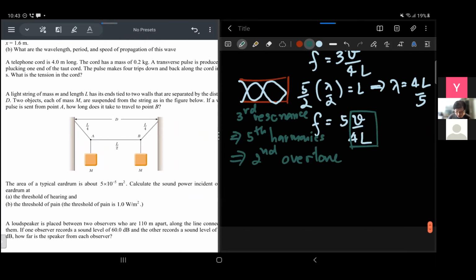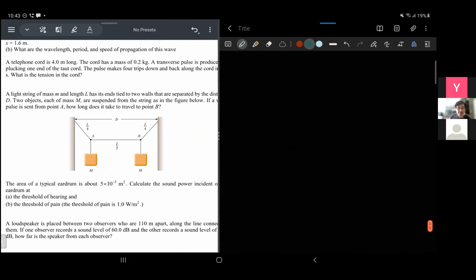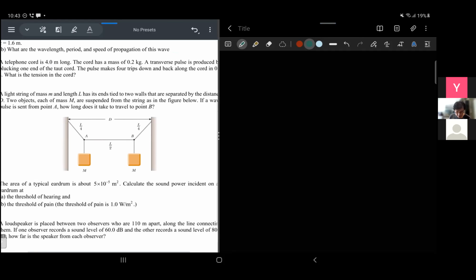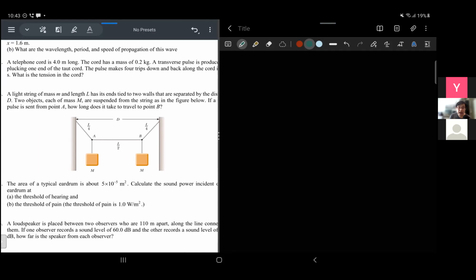Sure. Okay. Let's see. So we have a light string of mass m, and the length is given. Everything is good. It has n times to 2 walls separated by the distance d. So there's a little bit of geometry to be concerned with. Now, 2 objects, each of mass m, are suspended from the string as shown in the figure. Okay. So if a wave pulse is sent from point A to point B, how long does it take?